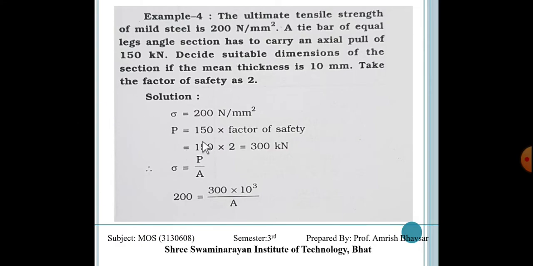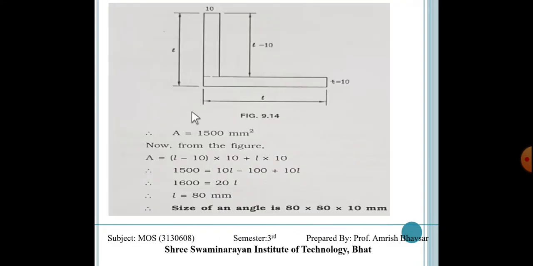So here the load must be multiplied with the factor of safety, so we can design a section which is a little bit on the safer side. Now sigma is equal to P upon A. So we will get the area from this equation, and that is 1500 mm square.